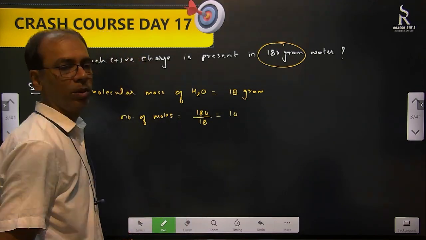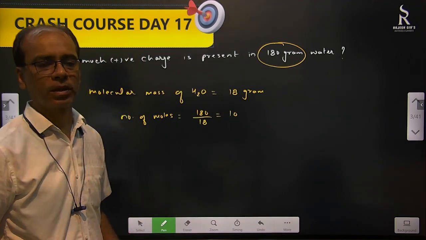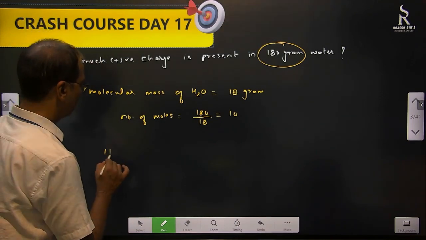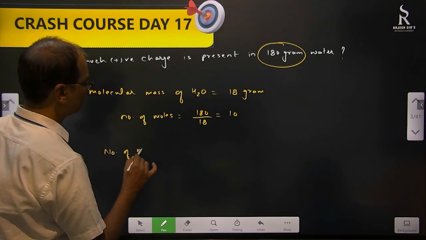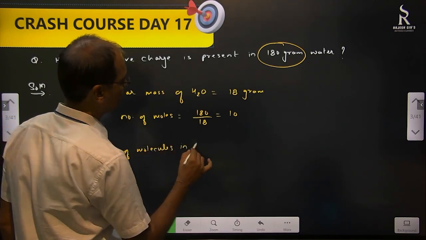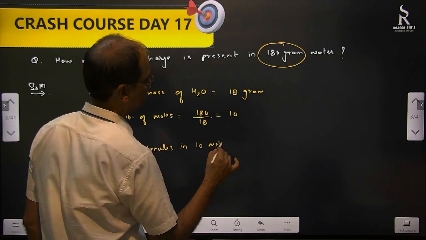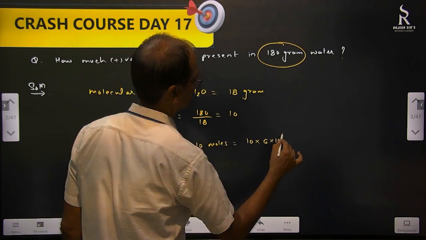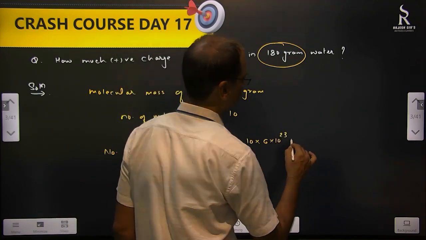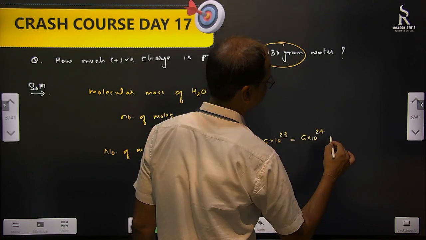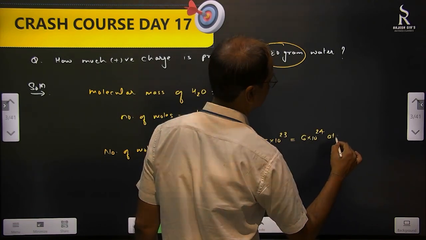Each mole has how many molecules? 6 into 10 to the power 23. So the number of molecules in 10 moles is 10 into 6 into 10 to the power 23, that is 6 into 10 to the power 24.